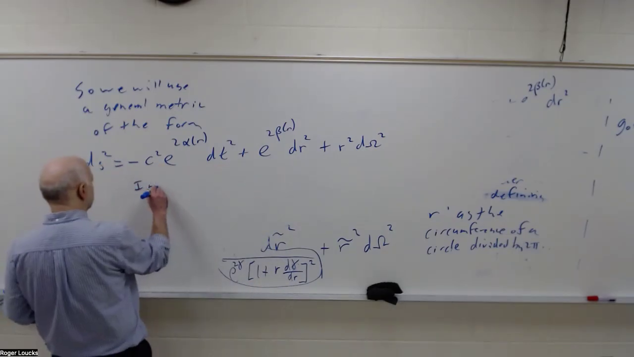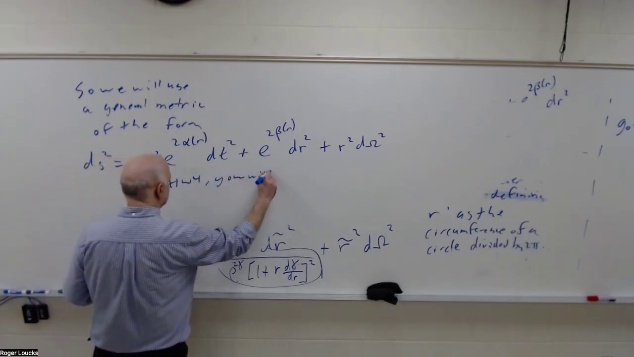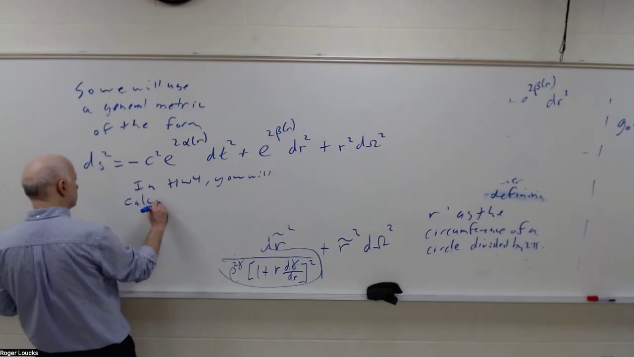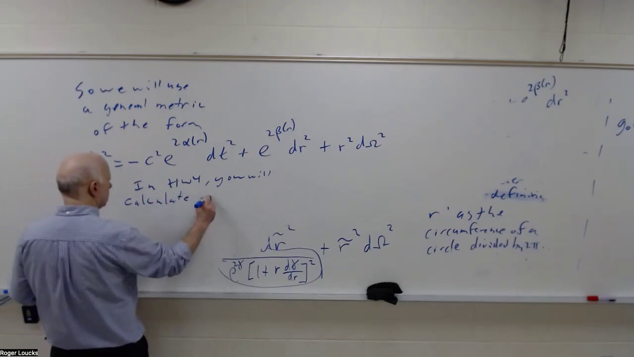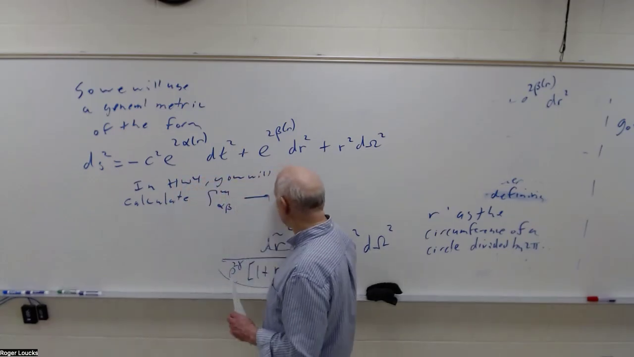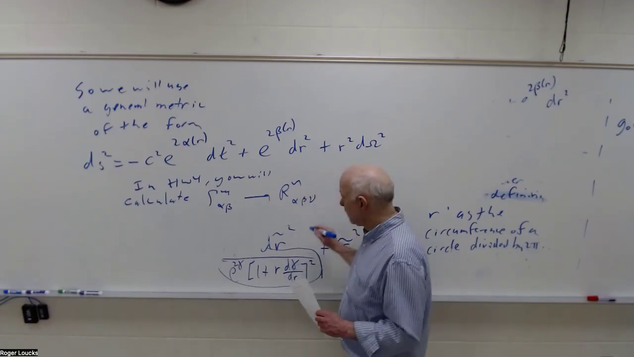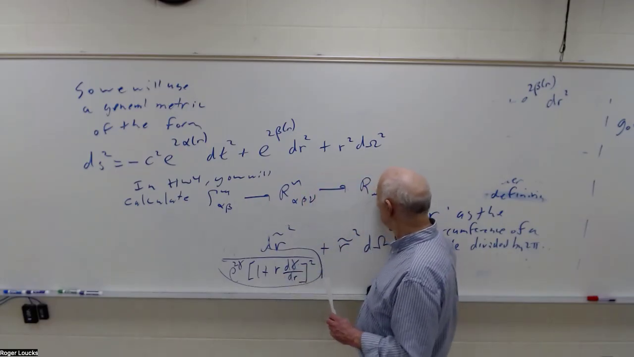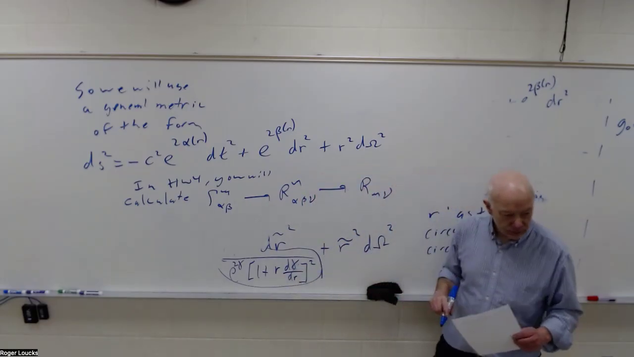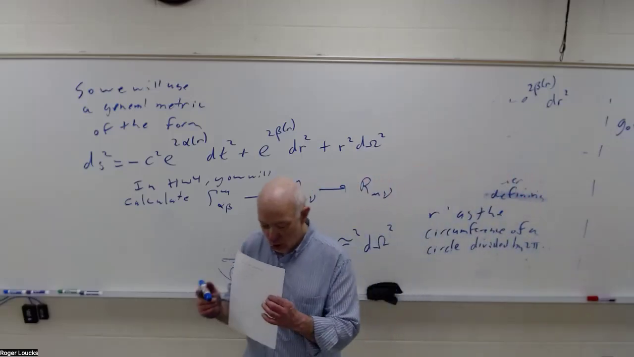So what you're going to do in homework 4 is calculate the Christoffel symbols. And from these, you're going to get the Riemann curvature tensors. And then from these, you're going to get the Ricci tensor. And that will be culminating here.